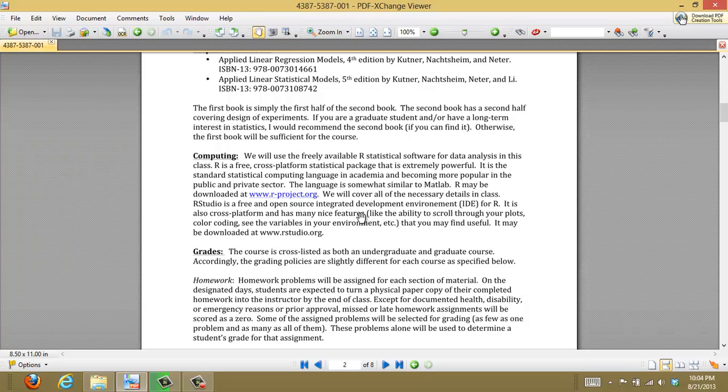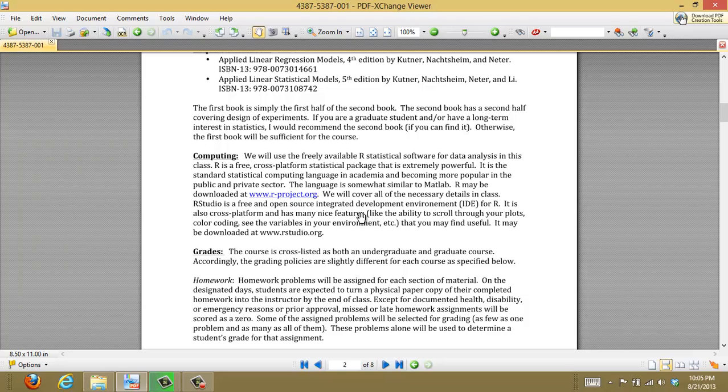And it's also becoming increasingly popular in industry. So companies like Google, New York Times, they use R. It's free, it's cross-platform, makes beautiful graphics, and it's really easy to extend. So it's really a great tool for statistical analysis. And if you haven't used it before, that's okay. We'll learn it in this class, or at least we'll learn enough to make you dangerous.